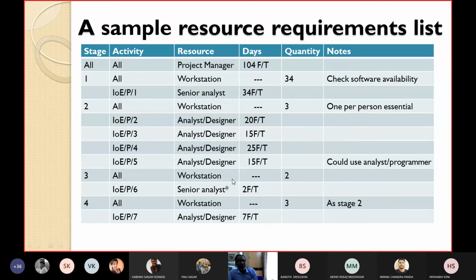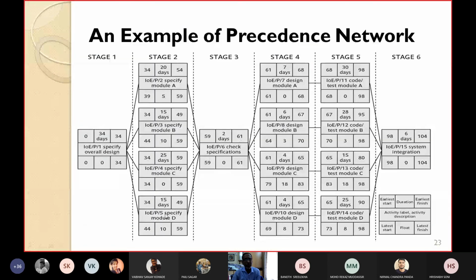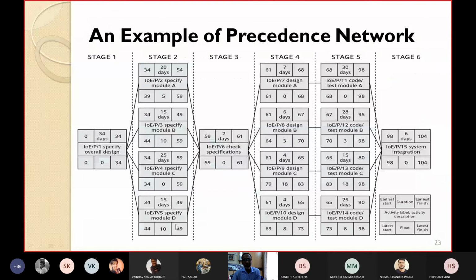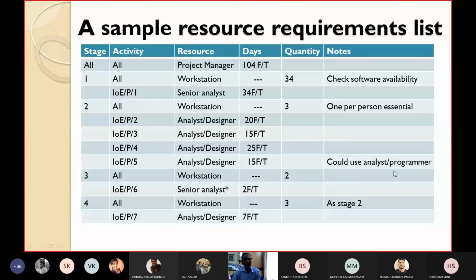Like for P5, what is P5? P5 is specify module D. For this P5, we may require what? Either we can use an analyst or a programmer, because it is specifying module D. So this kind of notes, this kind of comments, you can write down in the last column, which is representing notes.